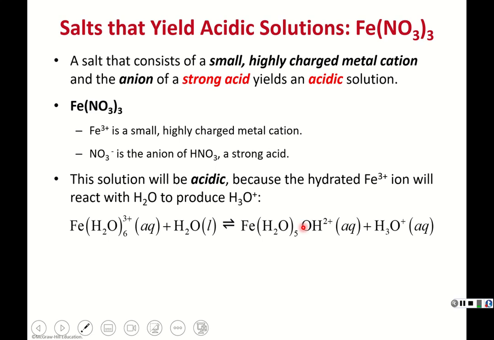Right, a salt that consists of small, highly charged metal cations and the anion from a strong acid will also yield an acidic solution. So iron nitrate is a small, highly charged metal cation, iron 3. Okay. NO3 minus, remember we saw that example before, that's the anion of HNO3, nitric acid. It's not going to do anything in solution, spectator ion, but the iron will do something. Okay? The iron can react with water. If you remember, we mentioned this before, a small, highly charged cation can pull electron density away from the water protons, and one of those can actually lose a proton to the bulk water in solution, and thus the H3O plus concentration goes up and it's acidic.